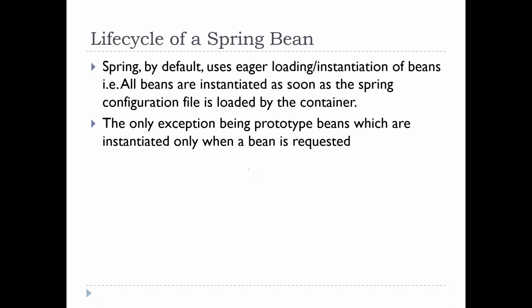Now, Spring by default uses eager loading or eager instantiation of beans, which means that all the beans that are present in the configuration file are instantiated as soon as the Spring configuration file is loaded. So as soon as we create the context object, that is when we are instantiating a new ClassPathXmlApplicationContext object, the XML file is loaded, and as soon as it is loaded, all the beans will be automatically instantiated. So that is called eager instantiation.